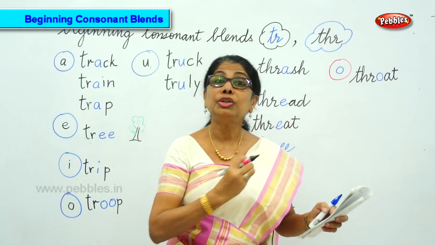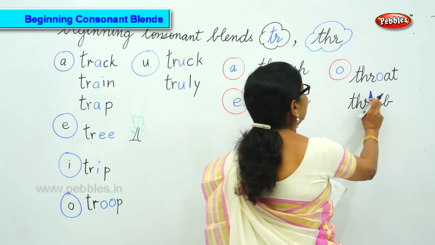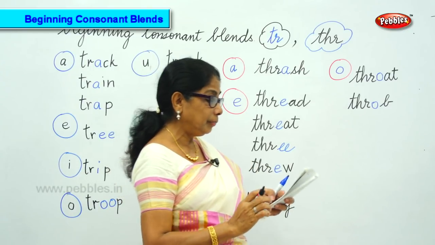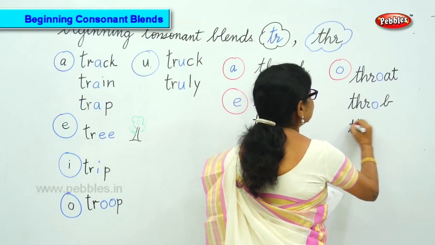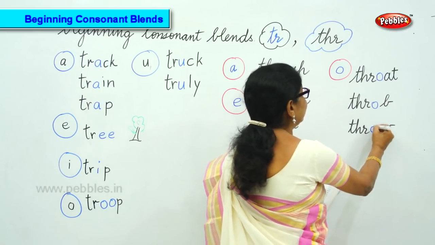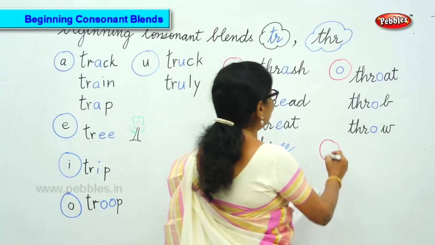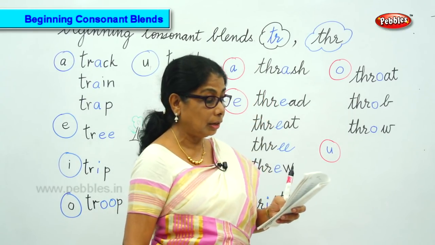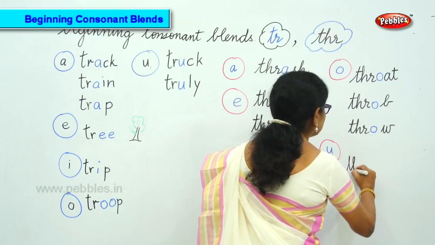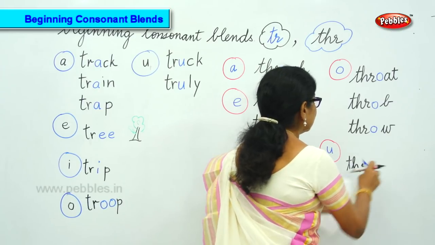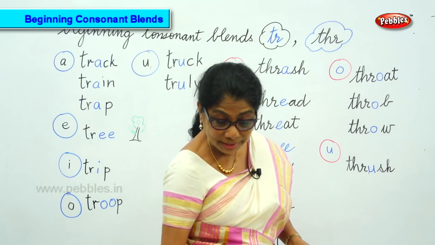Throat, and there is heart throb. You must feel your heart throb. And then finally, you also have another word. Throw. You throw the ball. You can throw the ball out of the window. And finally, we have the last one, in U. Let's see what words can be with the sound THR. Thrush is a bird. A tiny bird. Thrush, T-H-R-U-S-H.